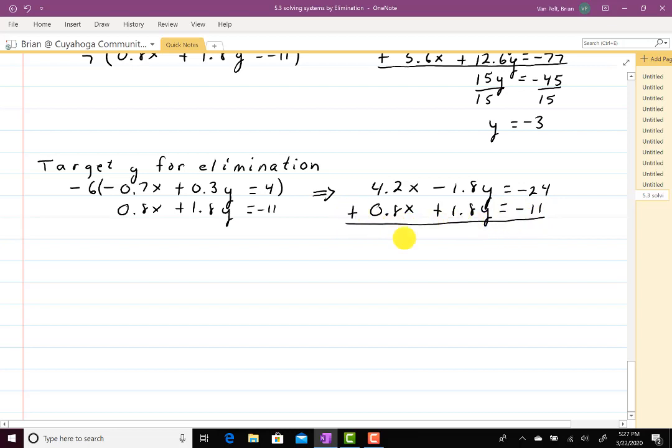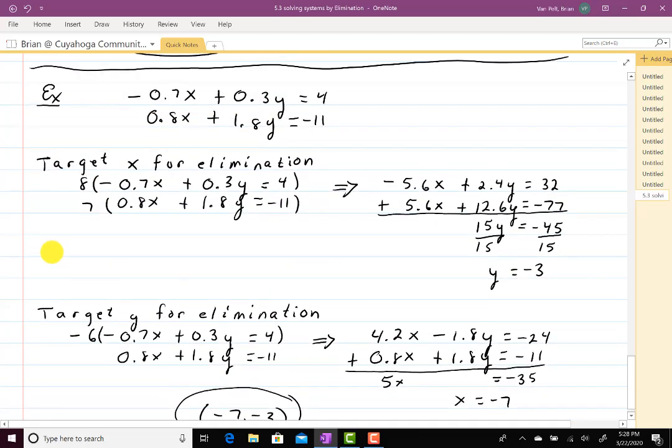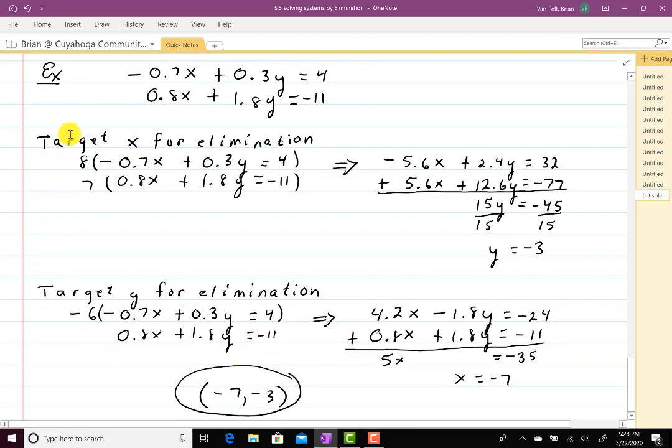Let me add. I get 5x equals negative 35. Divide by 5, and you get x equals negative 7. So my answer for this one is negative 7, comma, negative 3. What I encourage you to do is to do this one again, but first multiply everything by 10 to eliminate the decimals. Retry the whole problem. Make sure you get the same answers that I do.